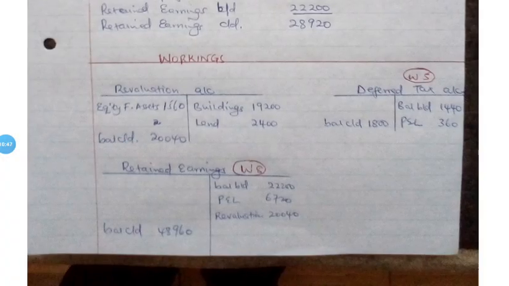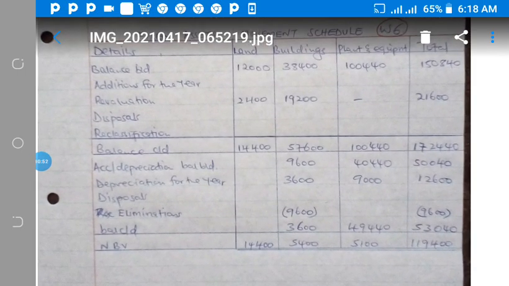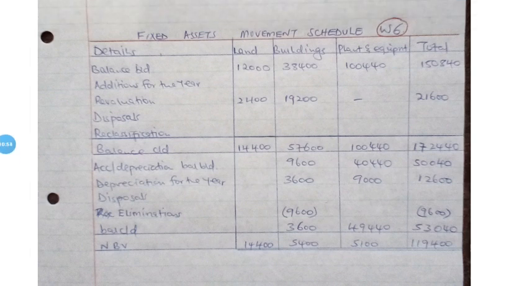So we go back to that and continue. For balance brought down, we can see that land did not depreciate, and therefore we don't have a figure for accumulated depreciation for land. We go to buildings. We have seen that accumulated depreciation was 9,600. Plant and equipment, we have 40,440, and the total accumulated depreciation is 50,040.